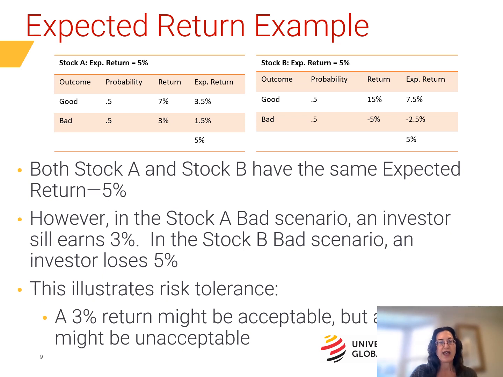The investor then has to ask themselves, what is their level of risk tolerance? Are they comfortable with the idea that if a bad scenario occurs in stock B, they will lose money? If they're not comfortable with this idea, then they should choose stock A. But as you can see, the good outcome for stock A yields less than half the return of the good outcome for stock B.